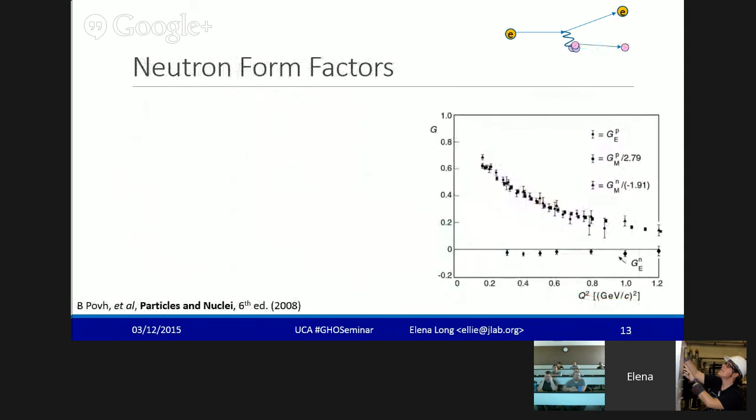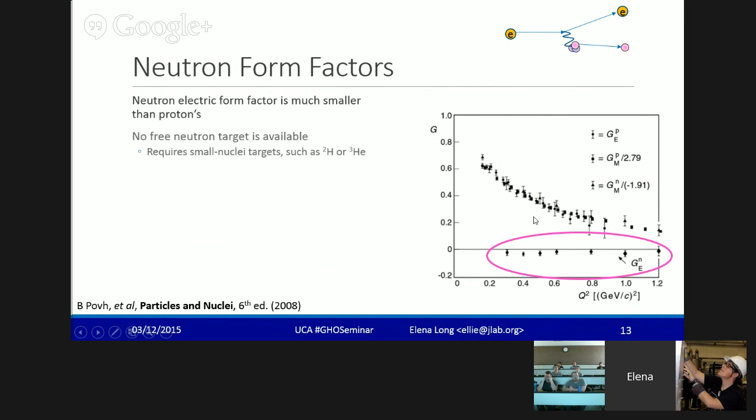But something that's a bit more surprising is if we start looking at the neutron. So the neutron gives us trouble. The first part of trouble it gives us is that the electric form factor of the neutron is much smaller than the proton's. So the proton falls along this curve up here, but the neutron's falls way down here. So it's extremely tiny compared to the proton and it's flipping sign. There's interesting structure going on there.